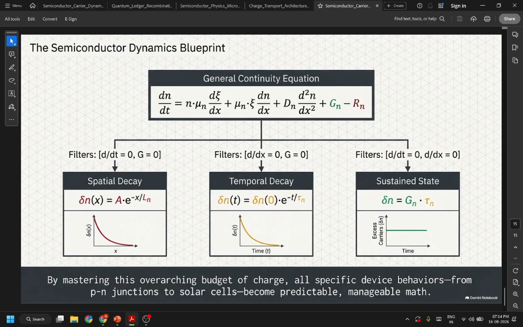So from the general equation, by applying certain filters, we get three different types of states. One is our spatial decay, where delta n of x equals A into e power minus x by Ln. Then our temporal decay, which is delta n of t equals delta n of 0 into e power minus t by tau n. And then we have sustained decay, where delta n is equal to Gn into tau n.